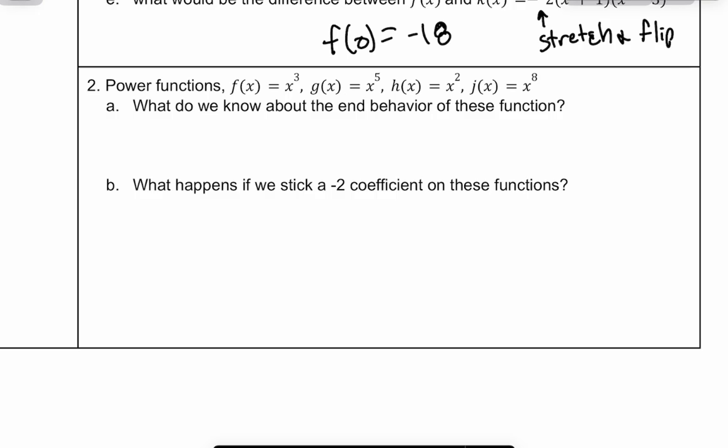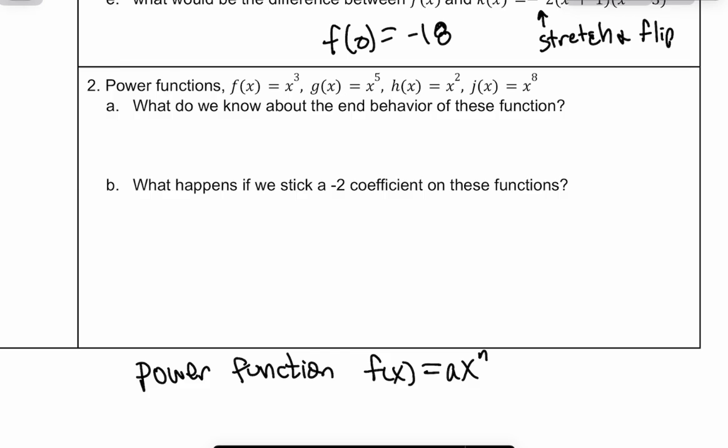Now, a power function is more of our basic function. A power function is f of x equals x to the n, where n can be whatever you want, as long as it's a real number. So you only have one term. Those are some of the ones we did yesterday when we were talking about our parent functions. The power functions are constant, identity, quadratic, and cubic.